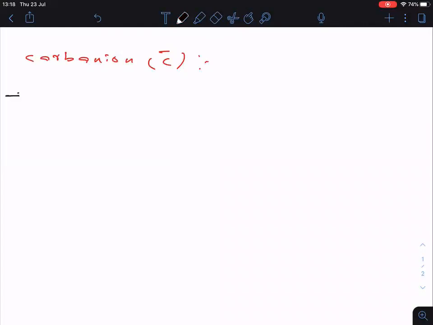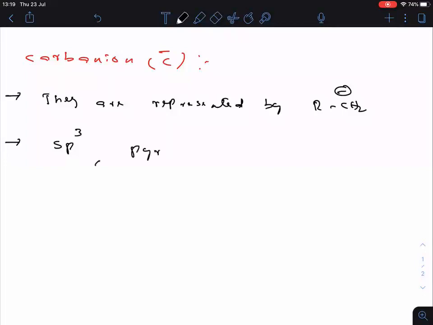Okay, now stay clear. The carbanion is represented by RCH2 minus. Clear? So what is the hybridization of the carbanion? sp3. Clear? And what is the shape? The shape is pyramidal. sp3 and the shape is pyramidal.